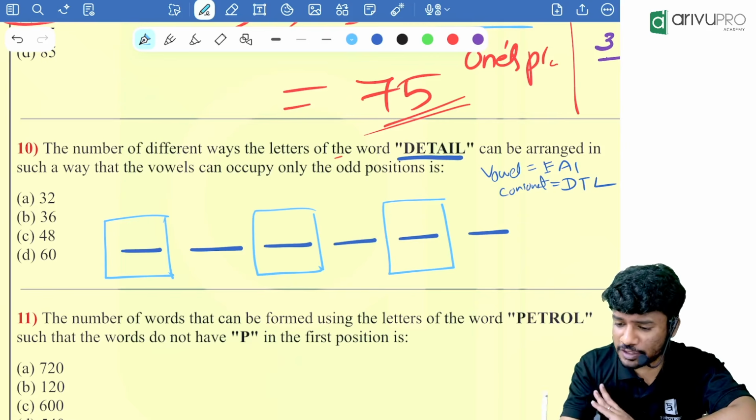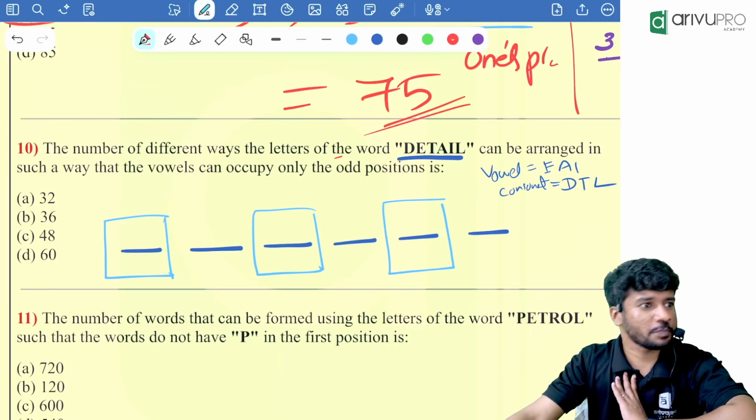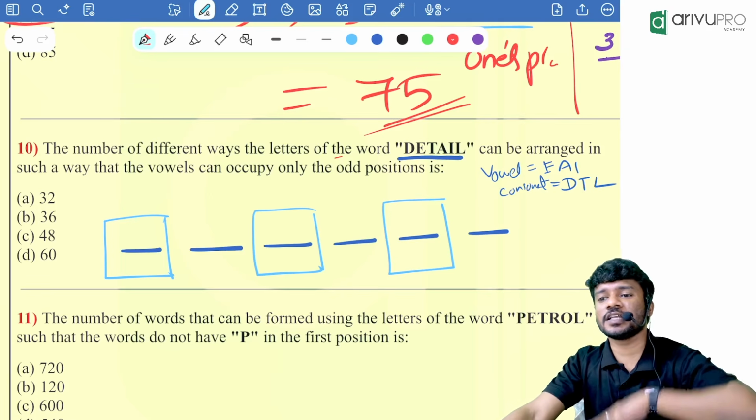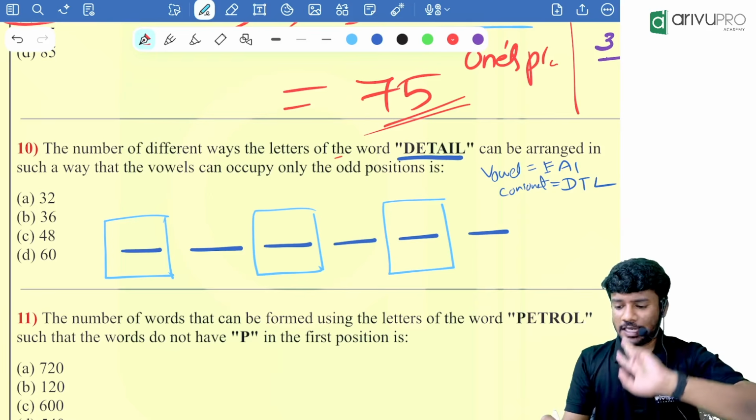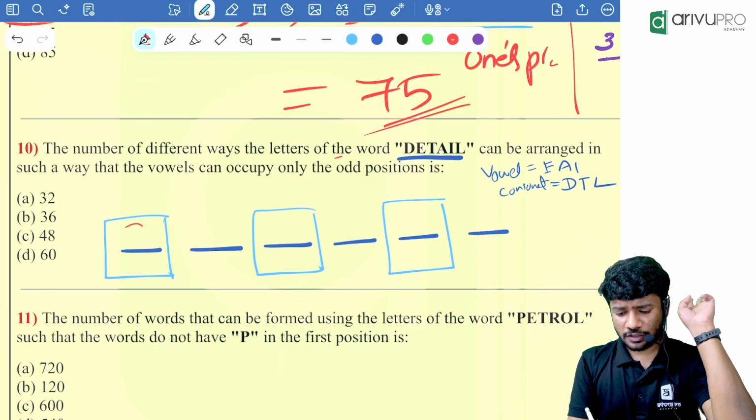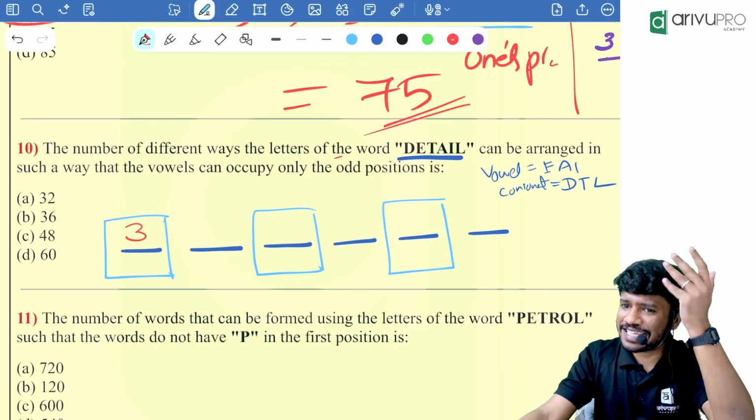Now people, the approach is not going to change. Anyway, the answer will not change. The thing is what? How many vowels are there? 3 vowels. Any of the 3 can sit in the first place. That means, for example, E already sat.